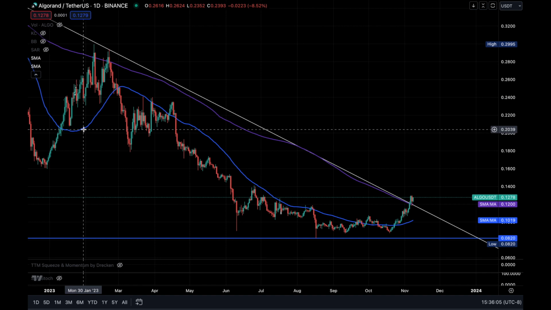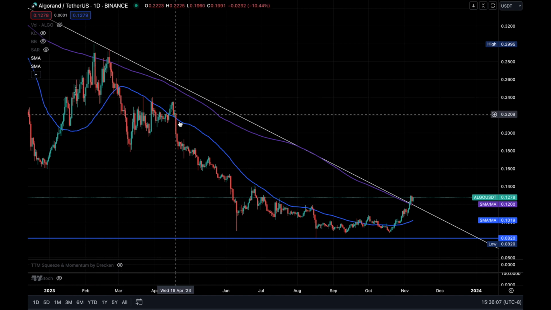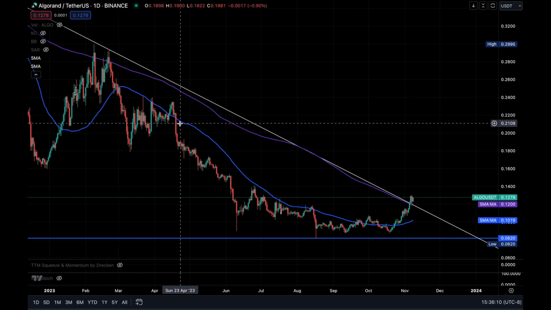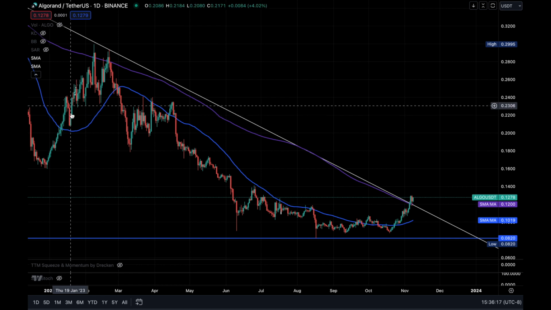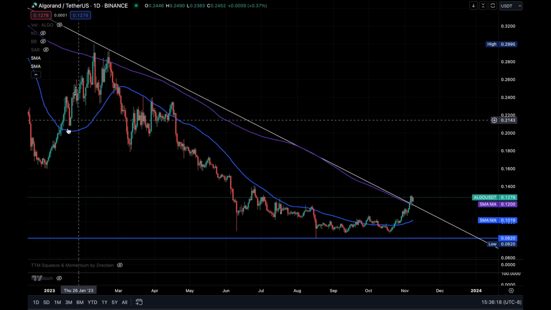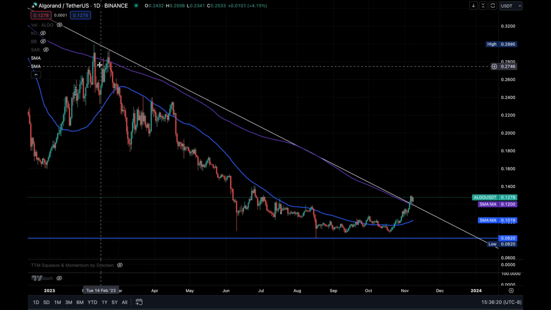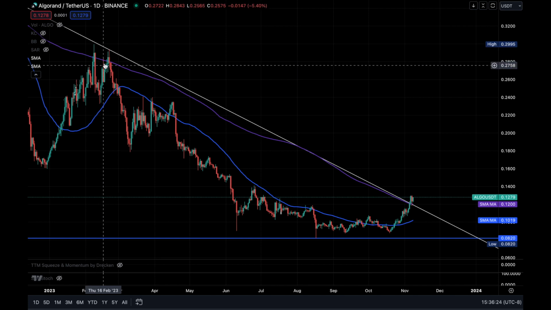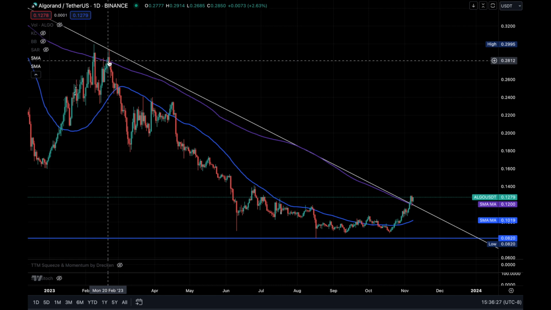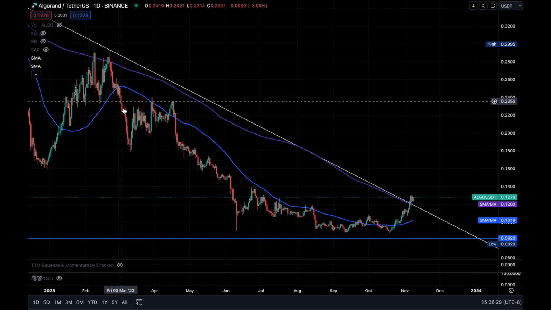This blue line here is the 50 simple moving average, which is the average price of Algorand in the last 50 days. So usually, as you see here, when price is above the 50 moving average, you get some type of uptrend. And this is again in February here, essentially a double top, rejected. They tried again a few days later, rejected. Then it went down to the 50.